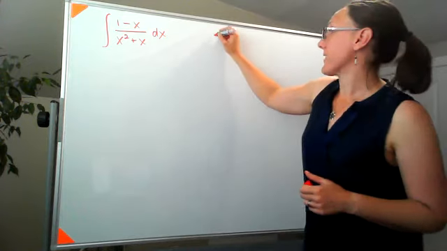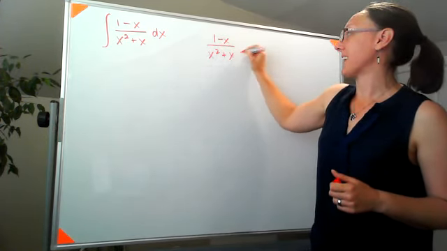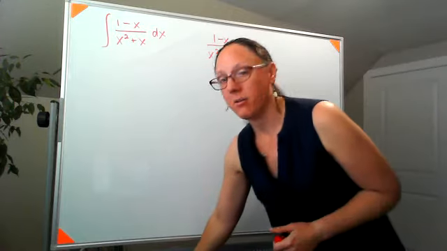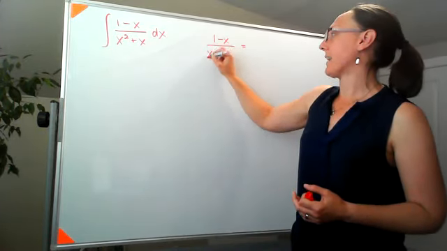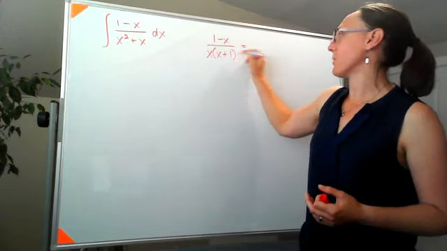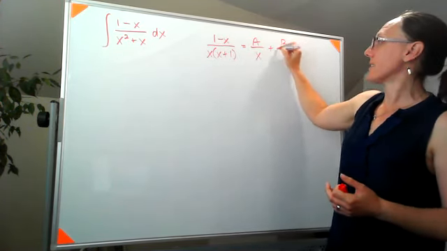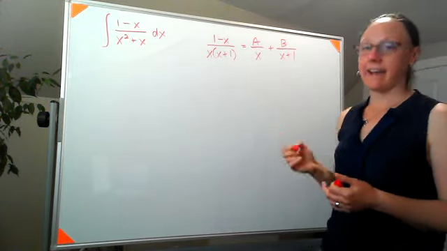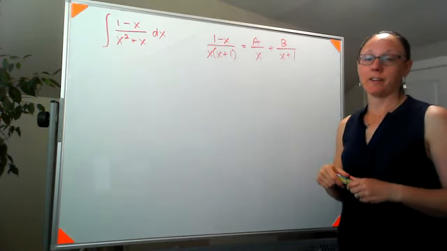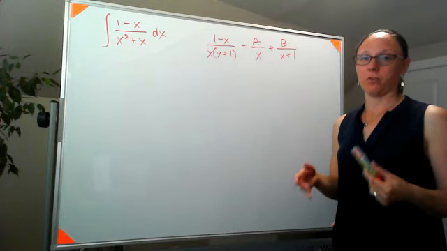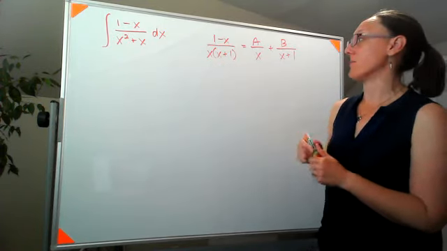So I'm going to come off to the side and say (1 minus x) over (x squared plus x). And thinking about the denominator, I said it factored, but I didn't actually factor it. So let's pull that x out and have an x plus 1. So I know I'll have something over x plus something over x plus 1. When we get to this point, I'm going to take both sides of the equation and multiply by the common denominator. So I'm going to multiply by x times x plus 1.